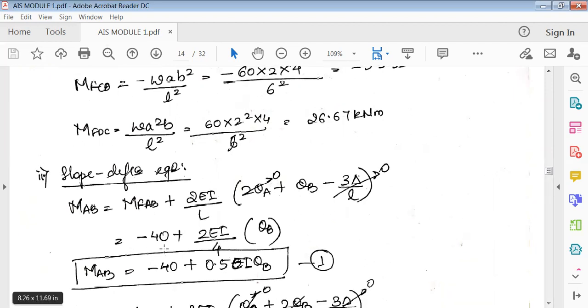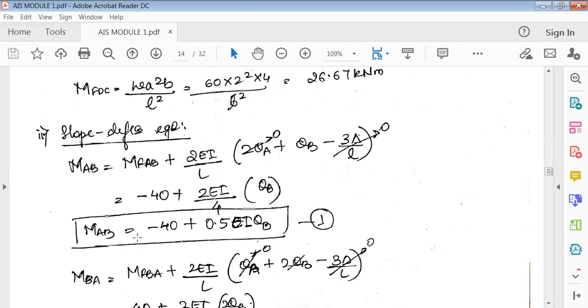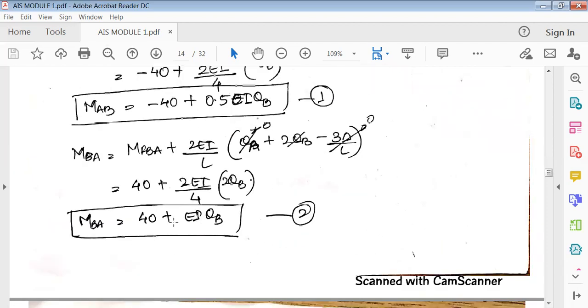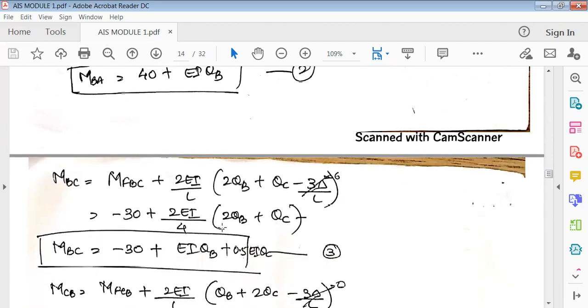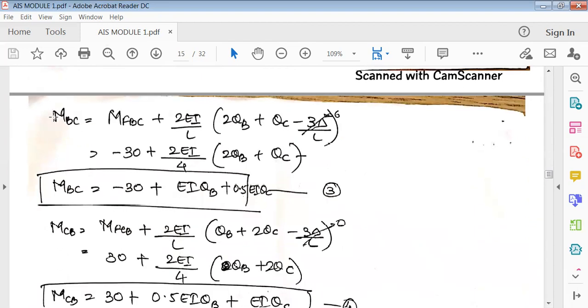So it is minus 40 plus 2EI by L into theta B. When you substitute this, it is minus 40 plus 0.5 EI theta B. Okay, so now this becomes 2 EI by L. Both the terms become 0. And so plus 40 plus 2 EI by L. It has 2 in it, so multiply. So it is only EI theta B. So this is equation number 2. Likewise, find equation number 3.